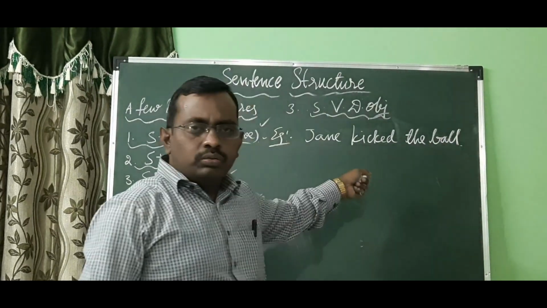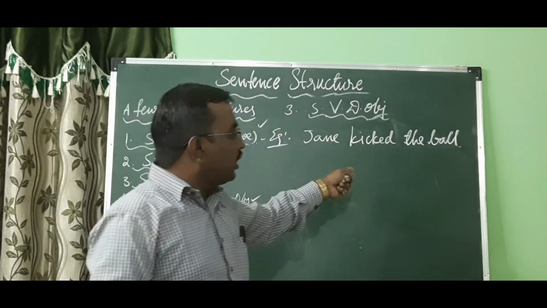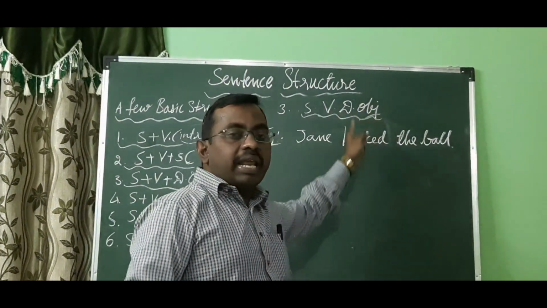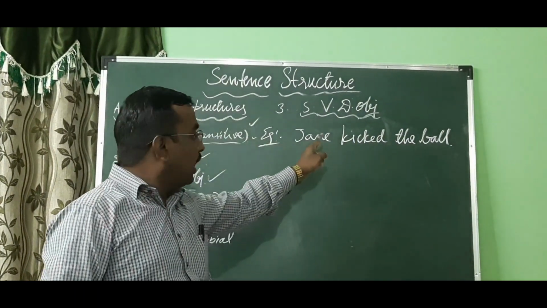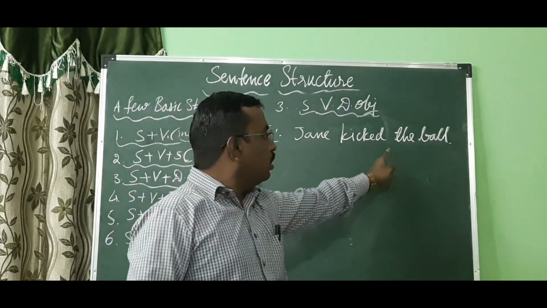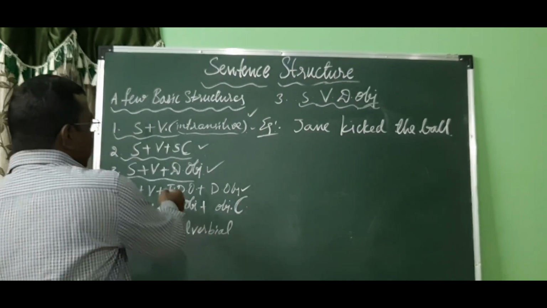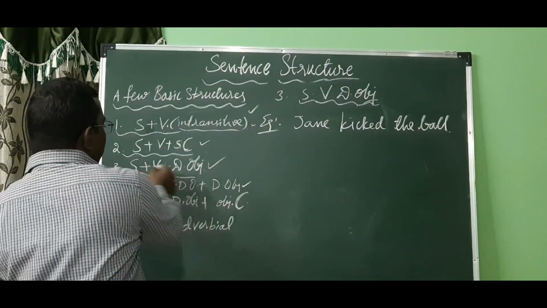What did Jane do? He kicked the ball. What did he kick? The ball. The word that directly receives the action of the verb is called a direct object. Right? Another structure. Let us take another structure.